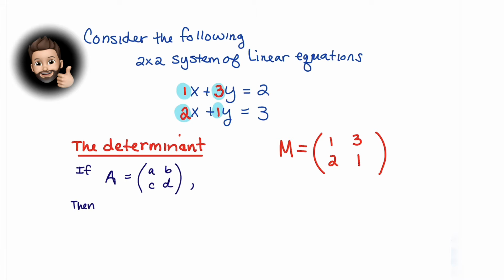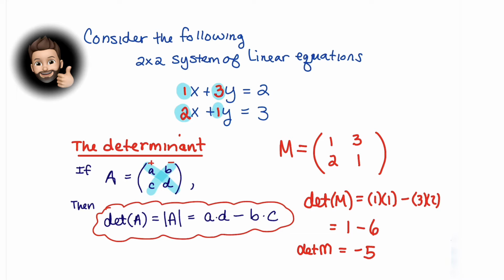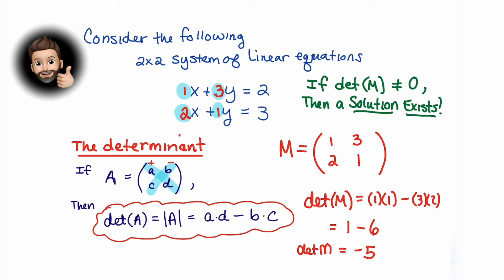So matrix M has the row 1, 3 and a second row 2, 1. And when we find the determinant of a 2x2 matrix, we're going to be multiplying the numbers along the diagonals. So along the main diagonal, a times d, minus along the other diagonal, b times c. So in our matrix, if we take 1 times 1 minus 3 times 2, we get the determinant to be equal to -5. Since it is not equal to 0, this means our system has a solution. A solution exists. But now we must find out what that solution is. And the determinant is going to play a role in finding that solution.